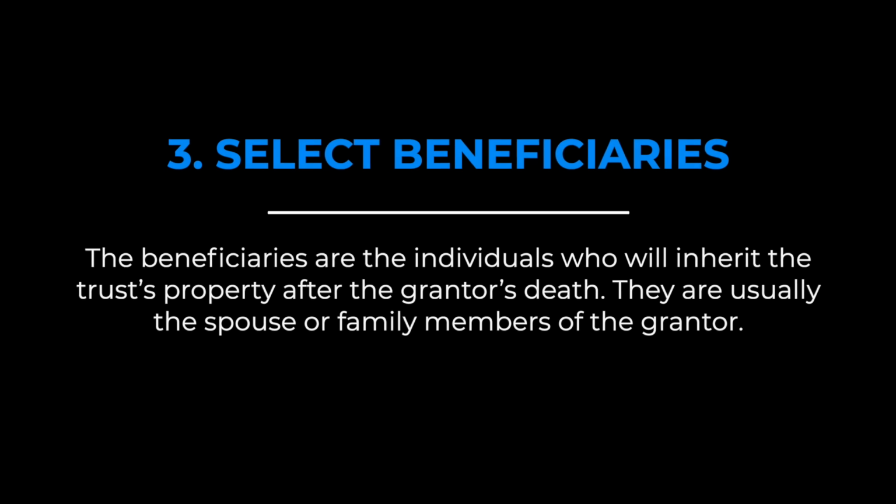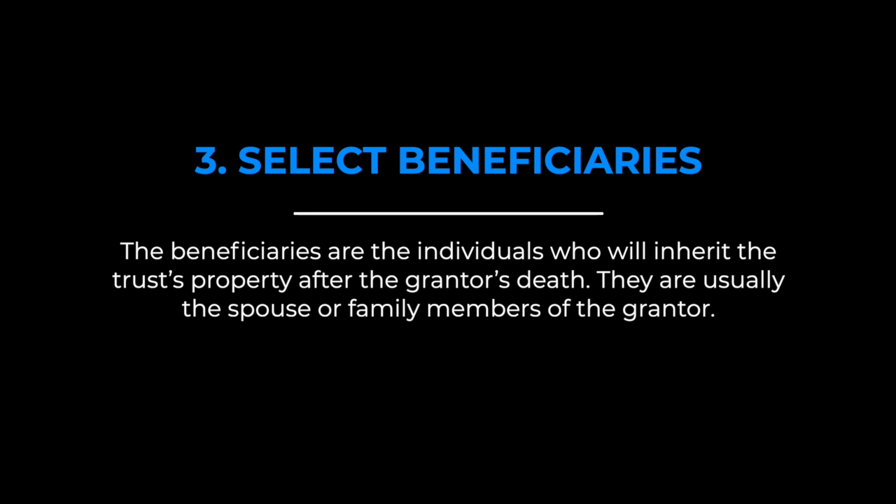3. Select beneficiaries. The beneficiaries are the individuals who will inherit the trust property after the grantor's death. They're usually the spouse or family members of the grantor. Who can be a beneficiary? A beneficiary can be any person, born or unborn, or organization legally permitted to hold an interest in property. If a grantor wants to give a portion of the trust property to a pet, a pet trust can be created within the trust document.